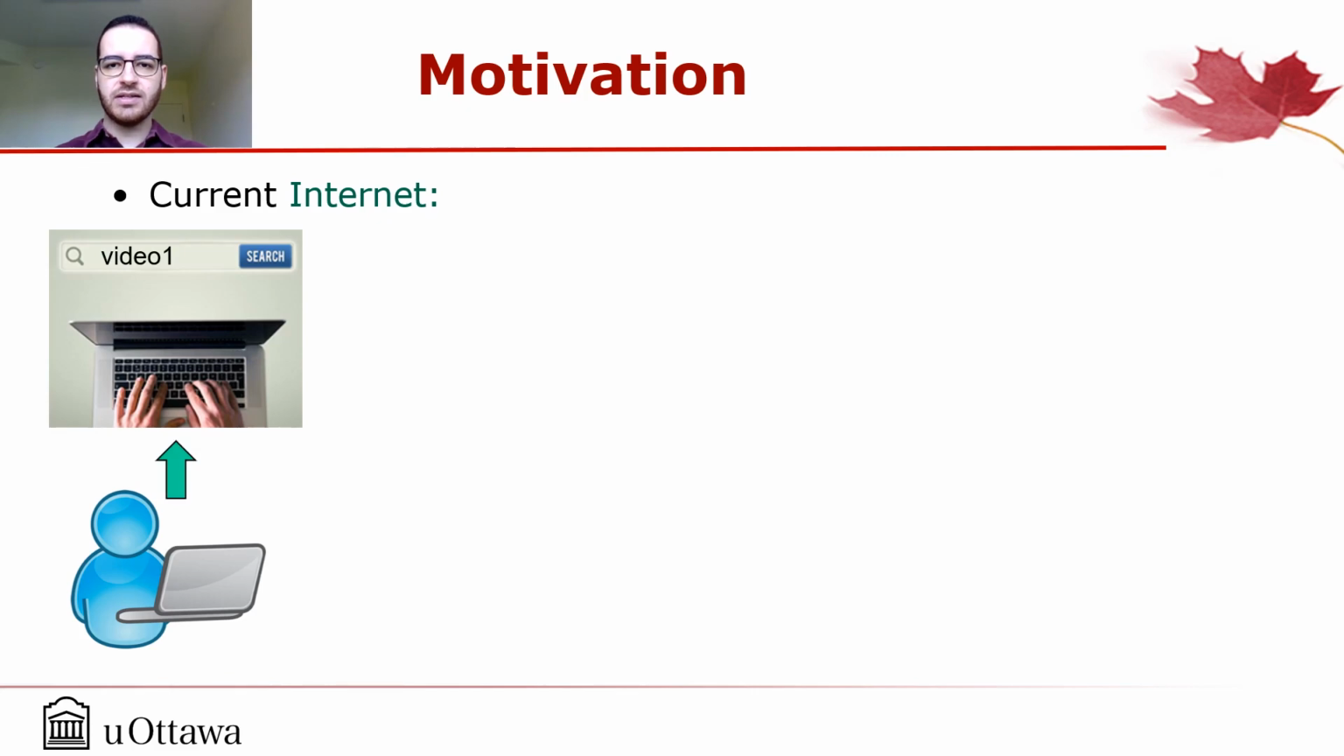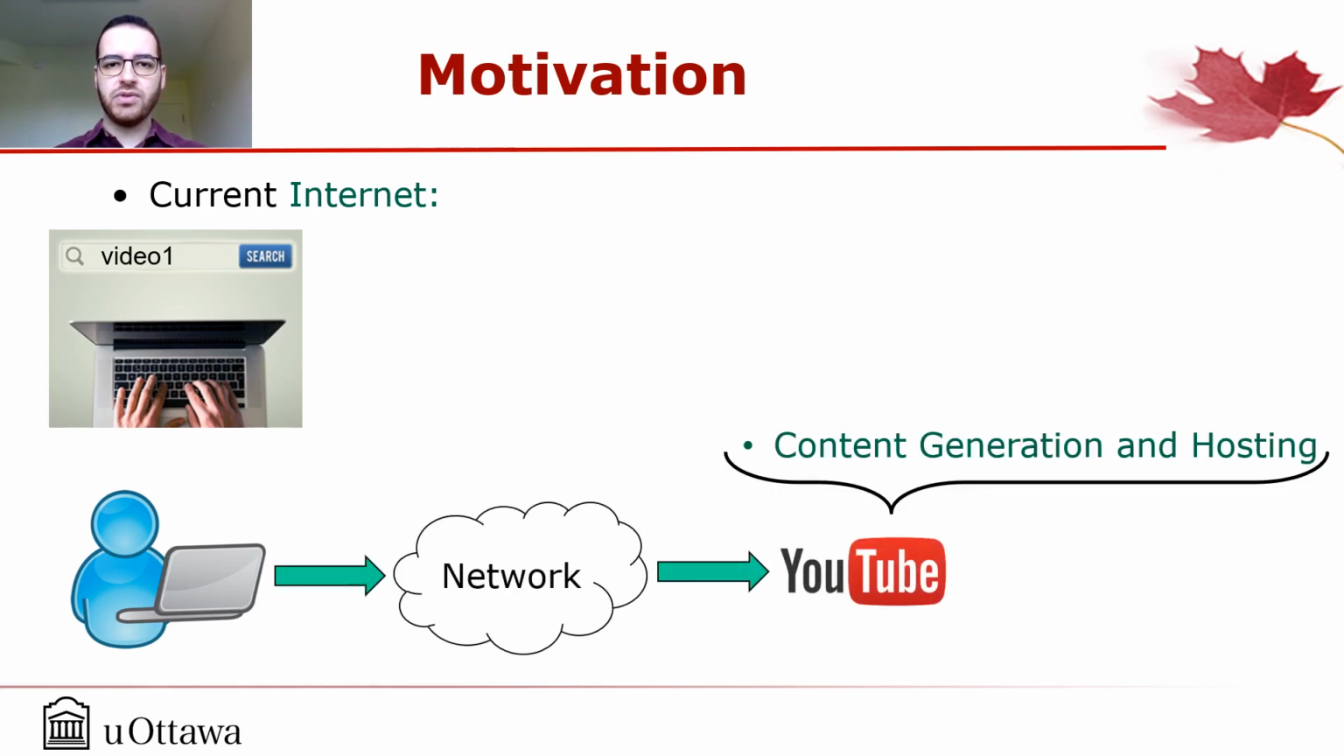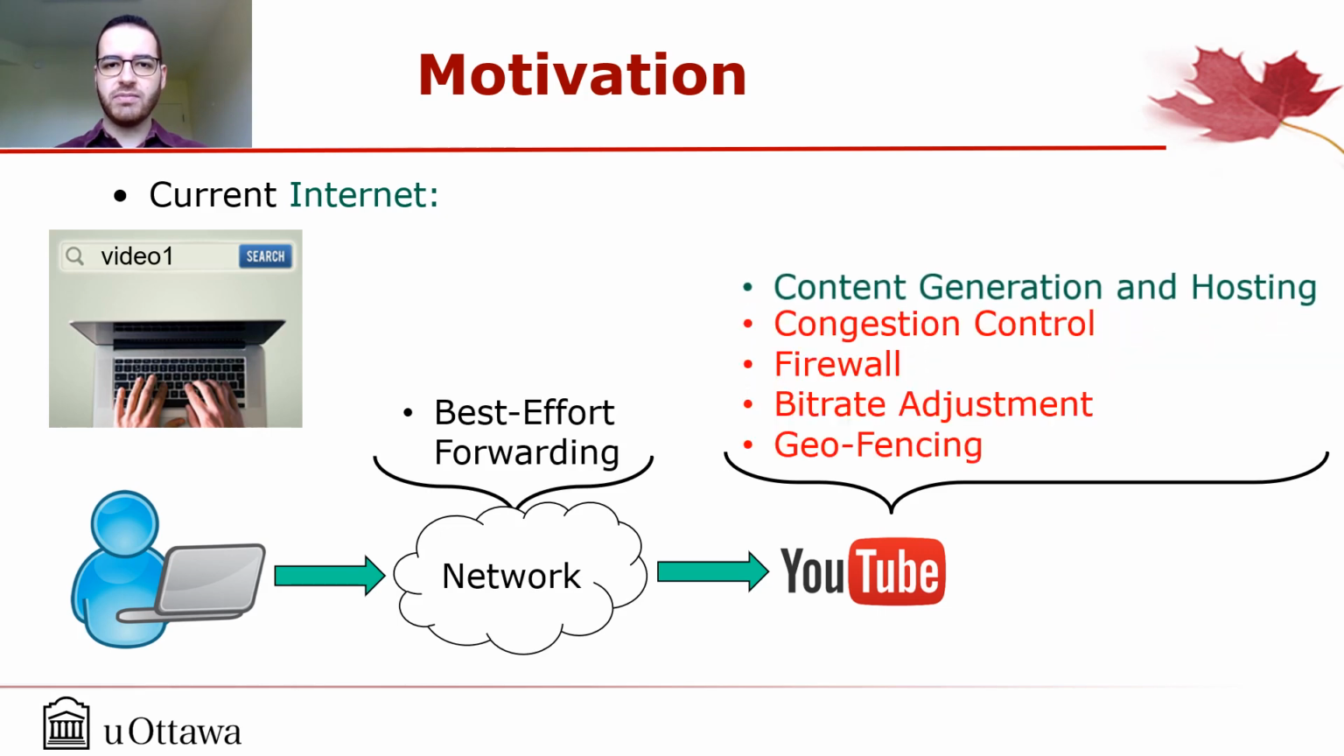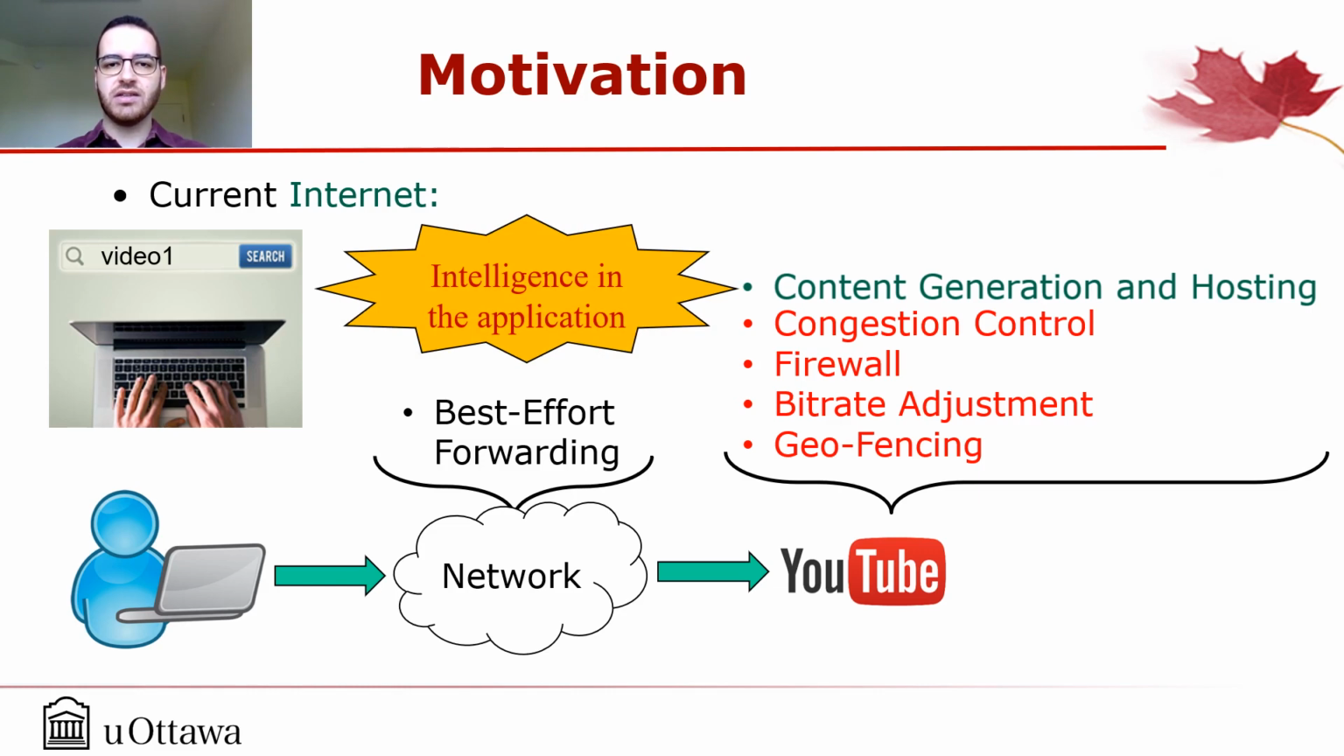In the current internet, let's look at the example of a user who wants to access a video hosted in YouTube. When the user queries the video, it is forwarded to the YouTube application server, whose main objective is the content generation and hosting. However, the current network usually only offers best effort forwarding. So the YouTube server also needs to handle several content delivery tasks like congestion control, firewall, bitrate adjustment, and geofencing. Hence, most of the intelligence is in the application.